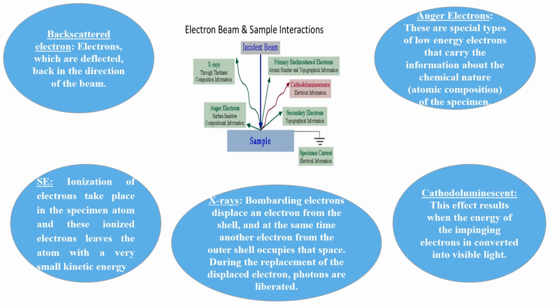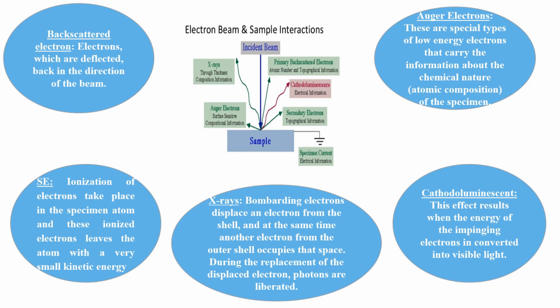When the beam of electrons, that is an incident beam, falls on the sample surface, different kinds of electrons emerge from the sample surface. Backscattered electrons are the electrons which are deflected back in the direction of the beam. Secondary electrons are produced when ionization takes place in the specimen atom, and these ionized electrons leave the atom with a very small kinetic energy. X-rays: bombarding electrons displace an electron from the shell and at the same time another electron from an outer shell occupies that space.